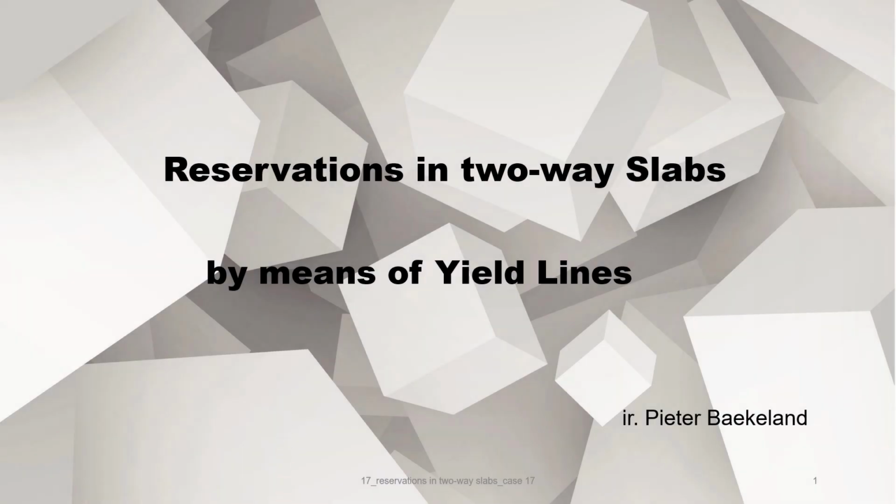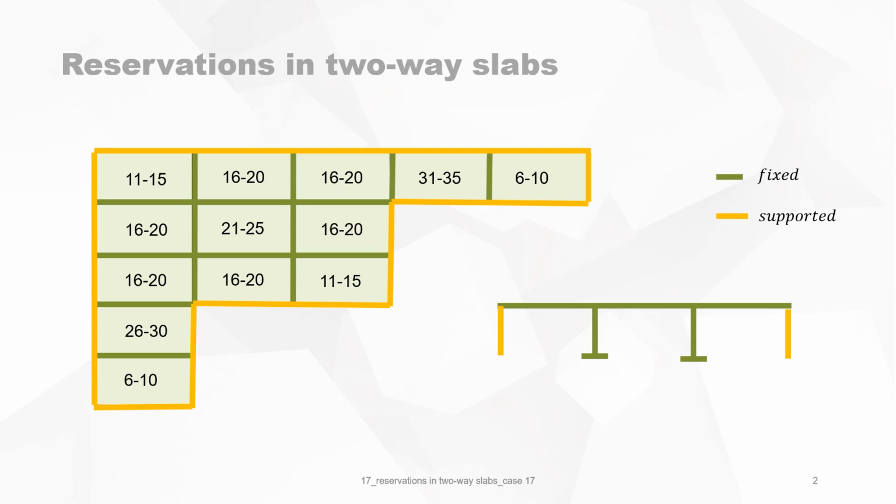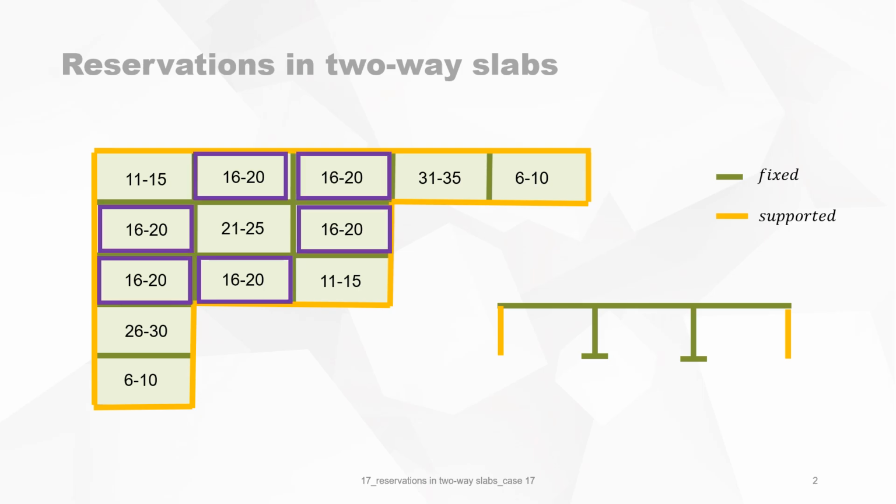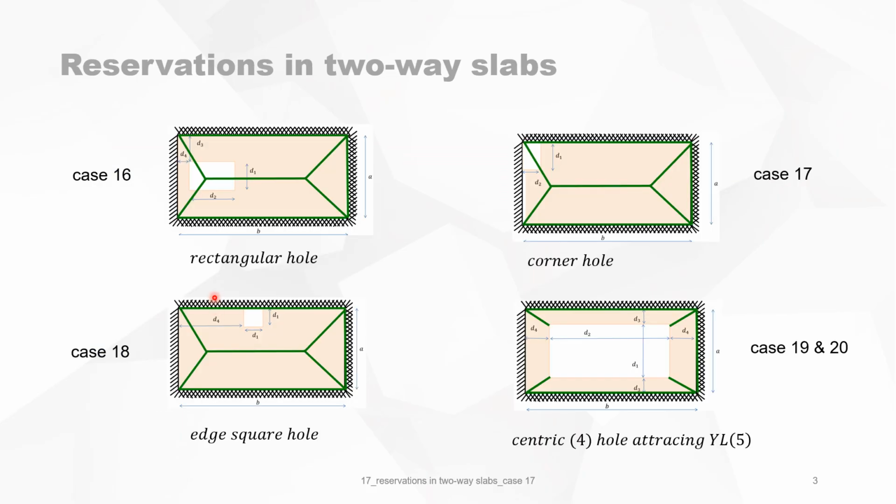Reservations in two-way slabs by means of yield lines. In this video, we will handle case 17, which is part of the 1620 cases. This is about a slab where three sides are fixed and one side is freely supported. This is case 17. It's a corner left hole.